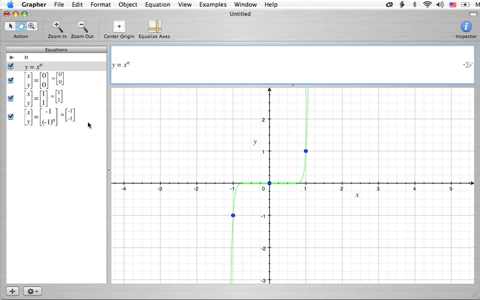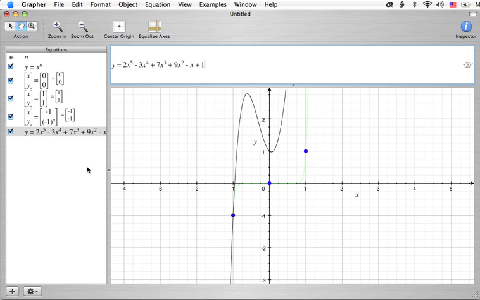But let's just do a little quick example of, let's say, a fifth order polynomial. I'm just going to make up some numbers here. We're going to have 2x to the fifth minus 3x to the fourth plus 7x cubed plus 9x squared. Let's go with minus x, and then plus, let's keep it normal here, plus 1. Yeah, let's do that. Okay. So this is our polynomial.